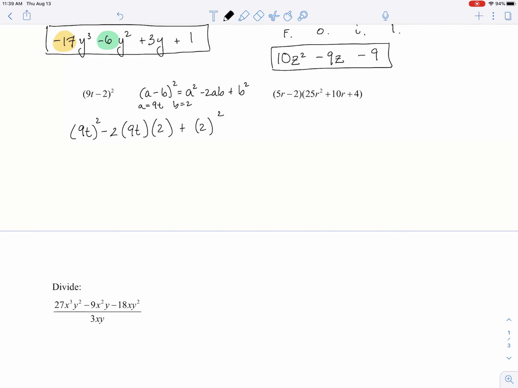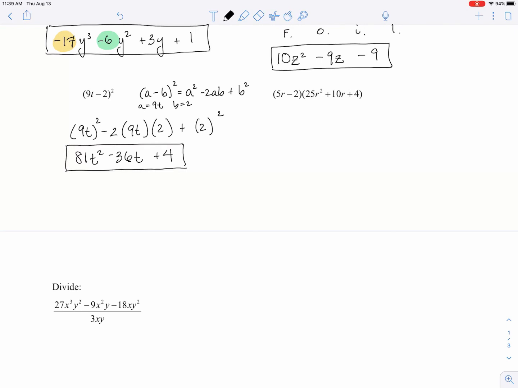And if you're not following this, you can always just FOIL that out. There's no problem with rewriting this as 9t minus 2 times 9t minus 2, but this is going to give us 81t squared minus 36t plus 4. And that's our final result.